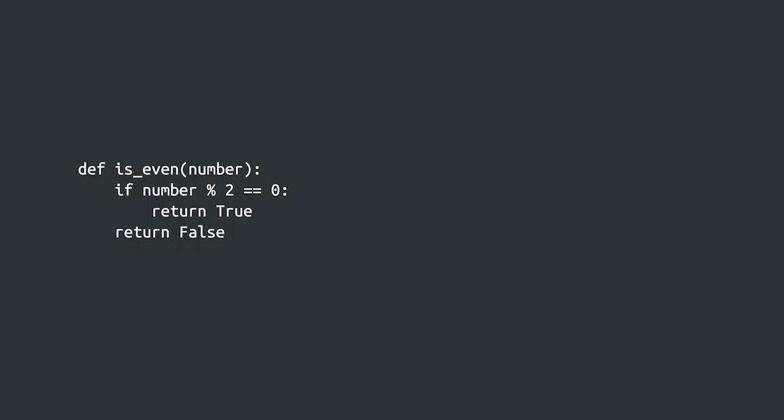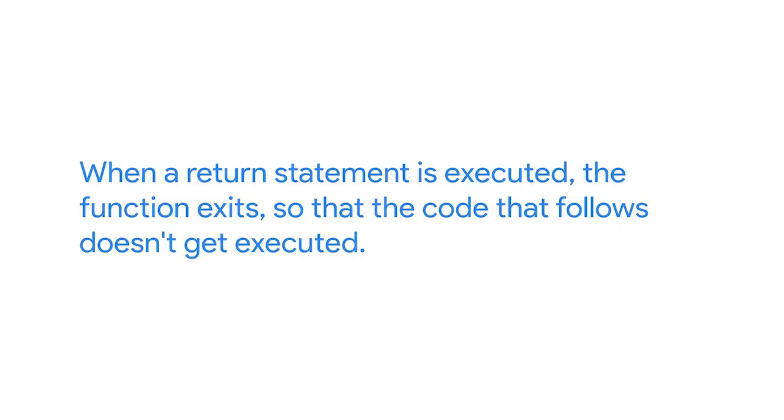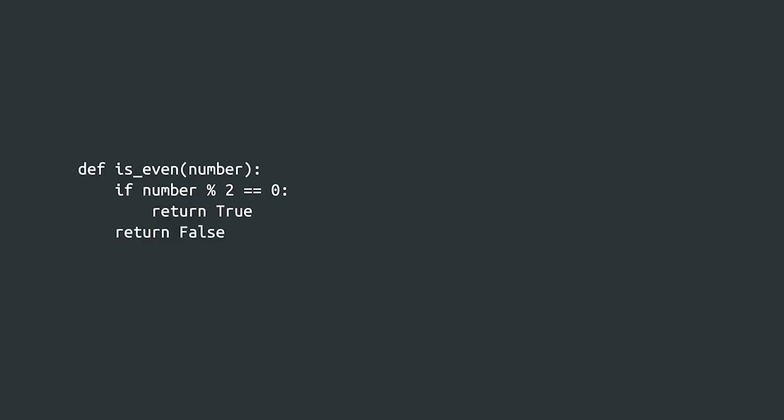So, how come we have these two return statements, one below the other, without an else statement? The trick is that when a return statement is executed, the function exits, so that the code that follows doesn't get executed. This means that if the number is even, the computer will reach the return true statement and exit the function. Anything that comes after that will only be executed if the condition in the if statement was false. In other words, once the function reaches the return false line, we know for sure that the if condition was false, which means the number was odd.